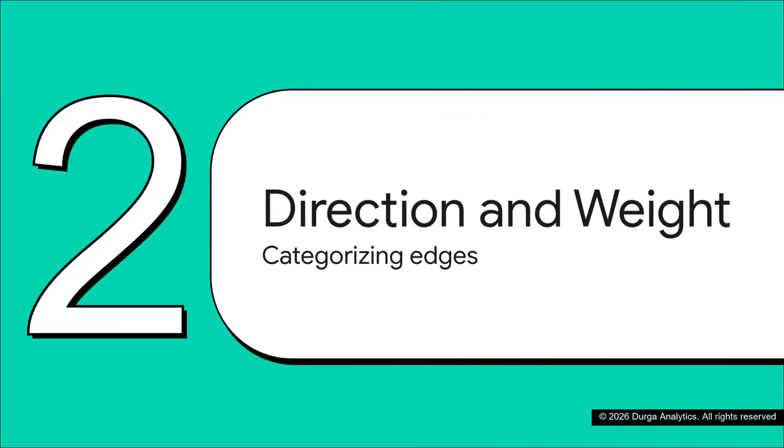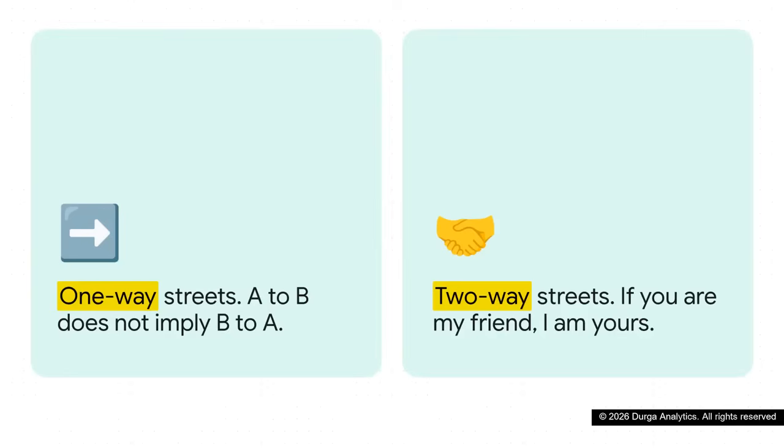Moving right along to our second section, edge direction and weight. When you're architecting a system, choosing your direction is your absolute first decision. Graphs come in 2 main flavors here. In an undirected graph, edges go both ways equally. Think of a 2-way road, or a friendship. If I'm your friend, you're my friend.